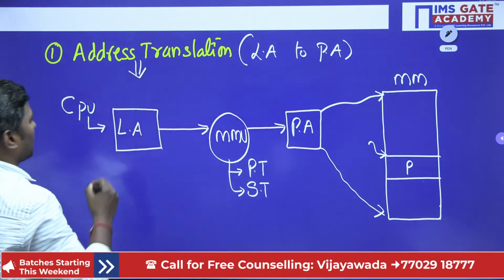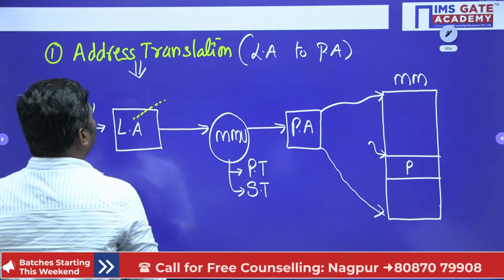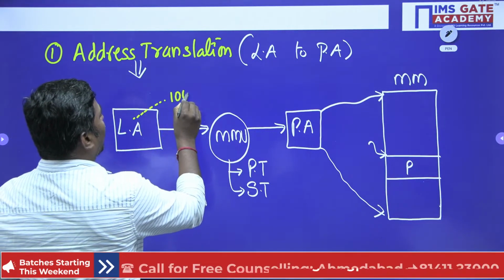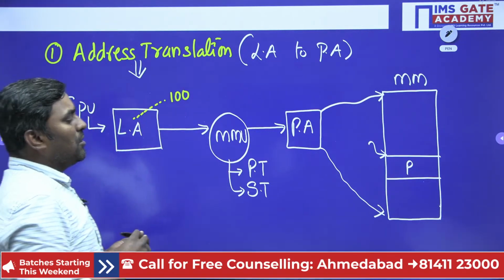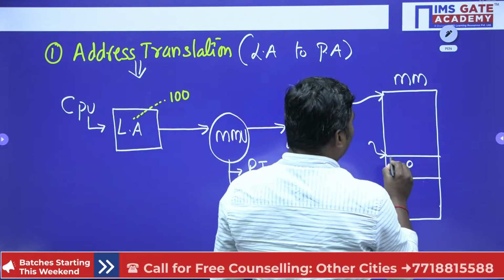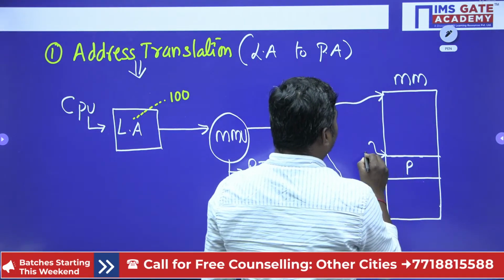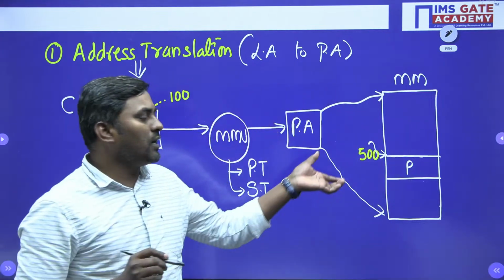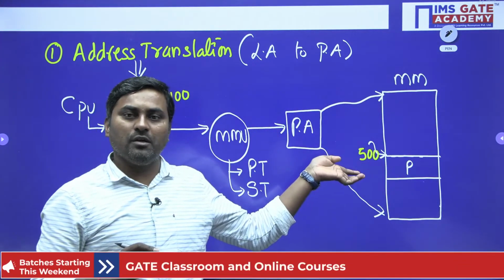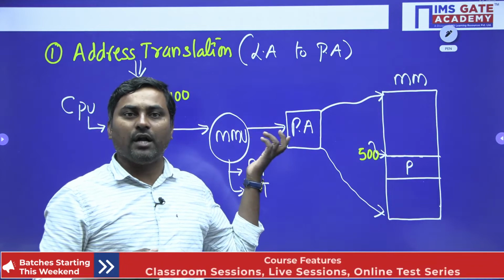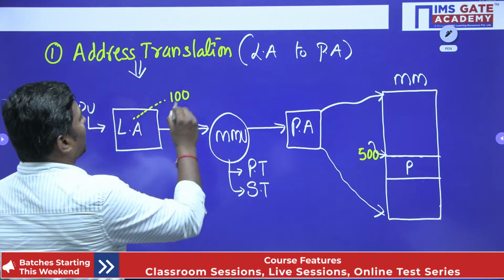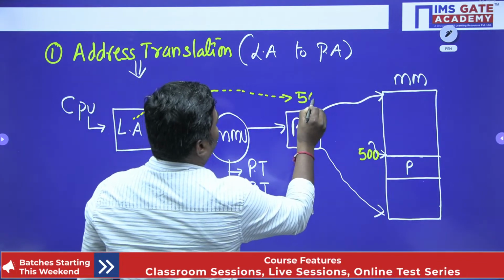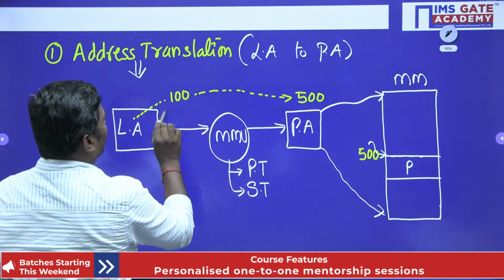Suppose, let's take an example. Suppose a program starts storing at address 100 onwards, as an assumption. But originally this program is stored in main memory, let's take 500 address onwards. Now see, the original address of the program starts from 500, but the CPU has address 100 only. So this 100 needs to be translated into 500. Somehow you have to translate 100 into 500.